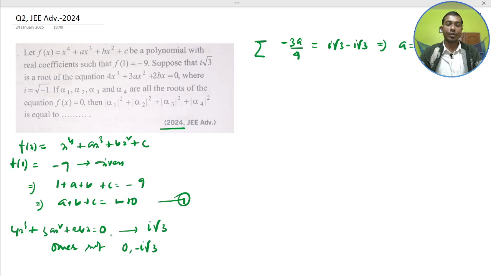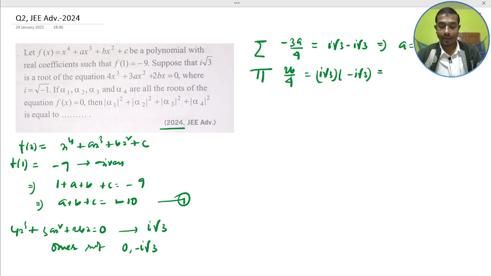Just apply it in the cubic equation of degree 3: the product of roots, 2b by 4, equals i root 3 into minus i root 3. That is equal to 3. That means b equals 6. So from equation 1, c would be what? Minus 16.